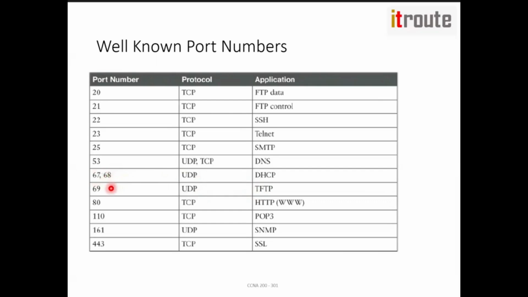But DHCP and TFTP are using the UDP protocol. DHCP uses port numbers 67 and 68, TFTP uses 69, HTTP uses port number 80, POP3 110, SNMP 161, SSL 443. So these are the protocols we have, and these are the port numbers we have. These are the common port numbers. We need to remember the port numbers for the exam.